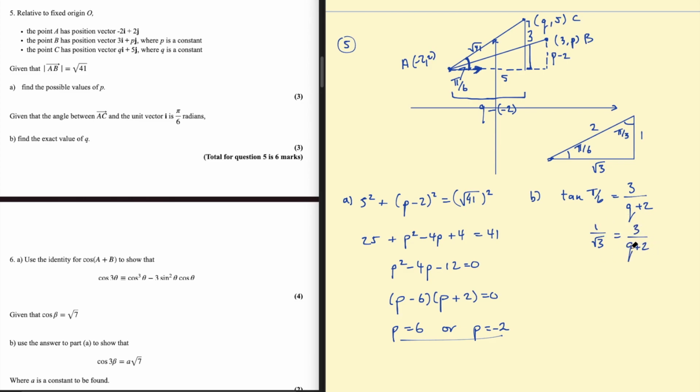And then let's rearrange in terms of q. So this is going to be q plus 2 equal to 3 root 3, and then q is equal to 3 root 3 take 2. And we're done for part B. And that was question 5 for 6 marks.